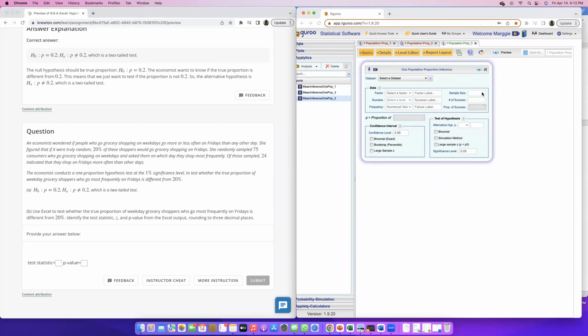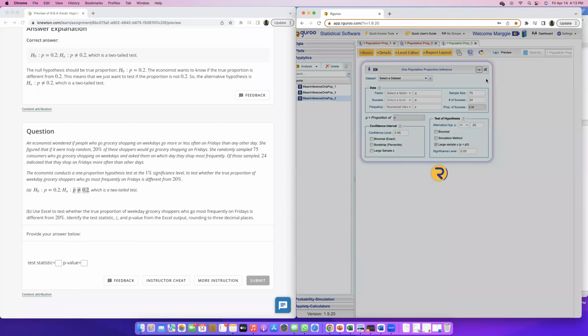So we go back here. She sampled 75 shoppers. Of those, 24 go on Friday. So our proportion is 0.32. Alternative, as we chose it, the proportion is different than 0.20. This is a large sample Z. And then again, we label the factor, the success, and the frequency. And we click in here.